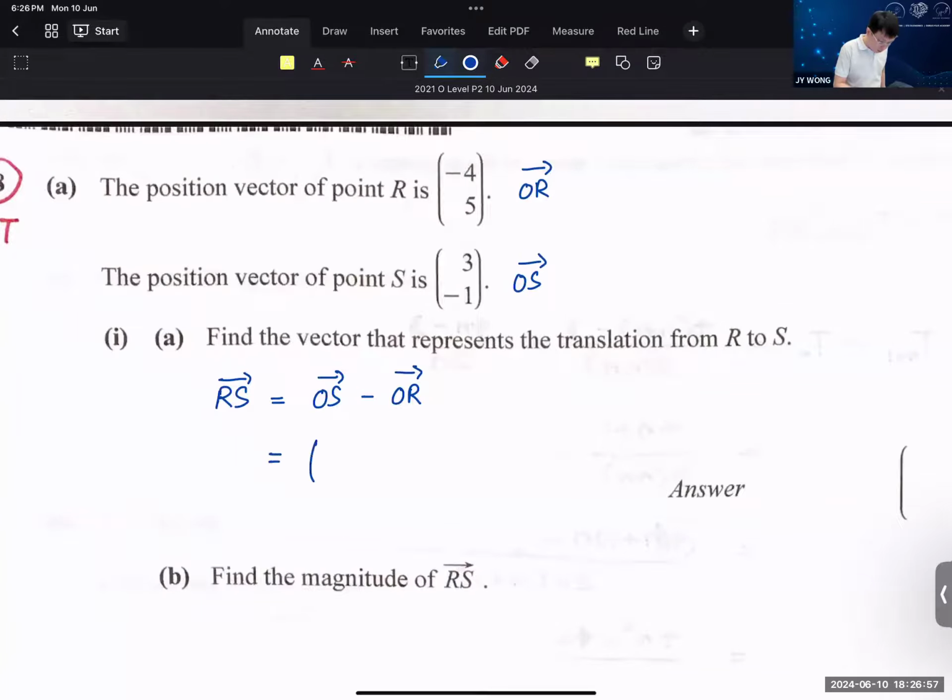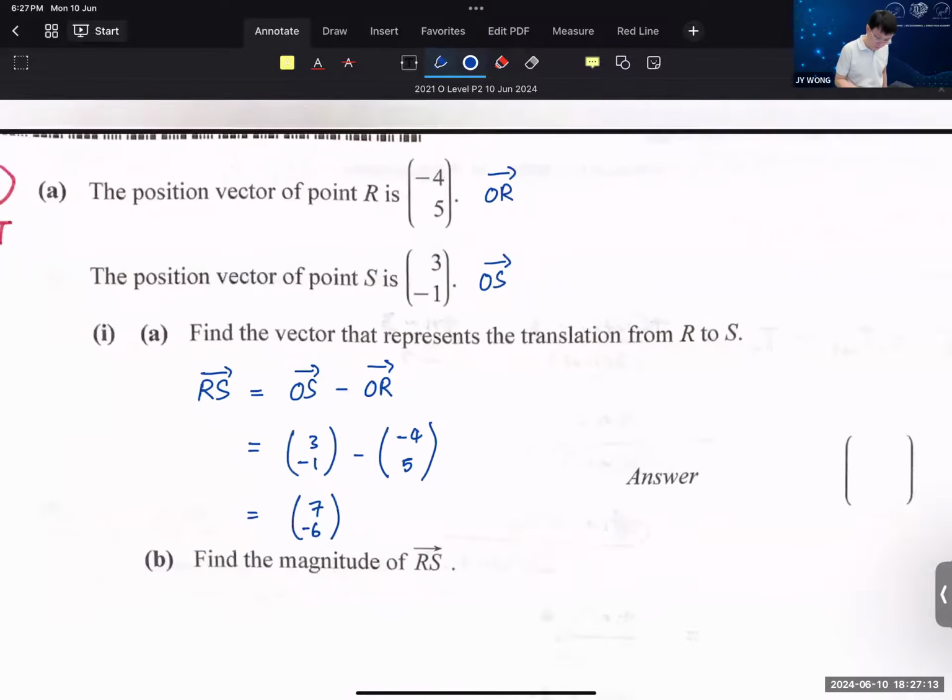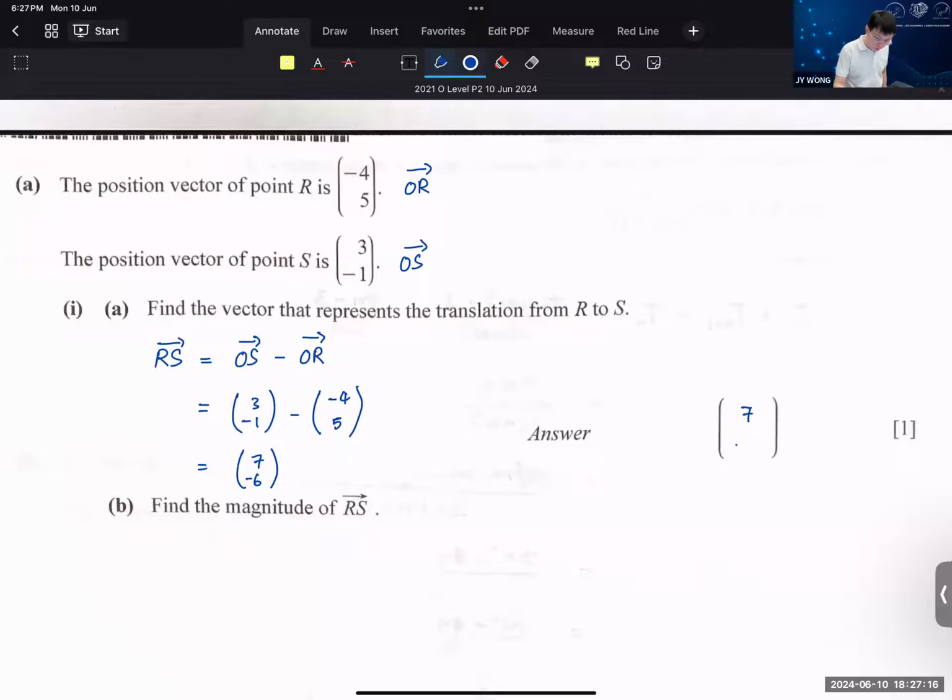Okay, so from here, OS is (3, -1) minus OR, (-4, 5). And therefore, you will get (7, -6, 4). They are so nice, they even put the bracket for you. You literally cannot screw it up. They already express it even in the column vector for you.